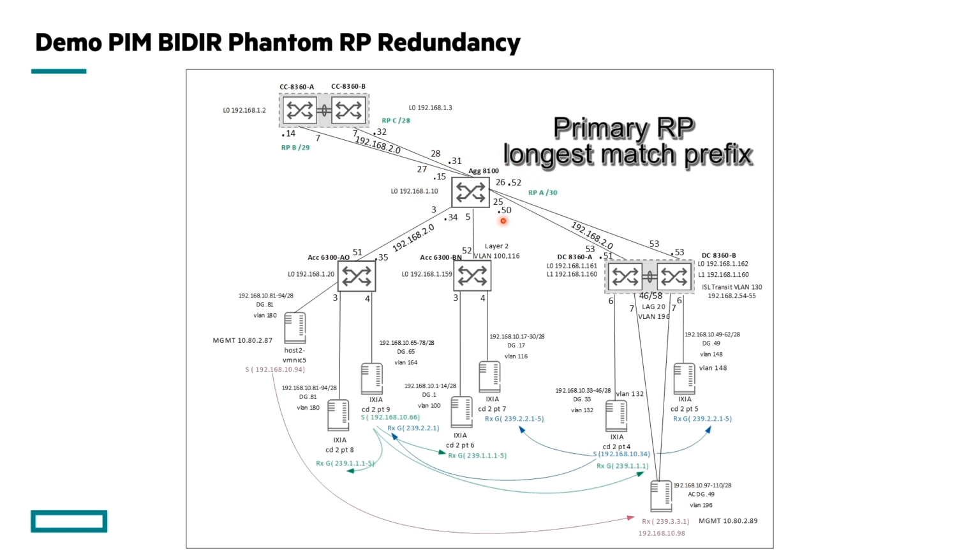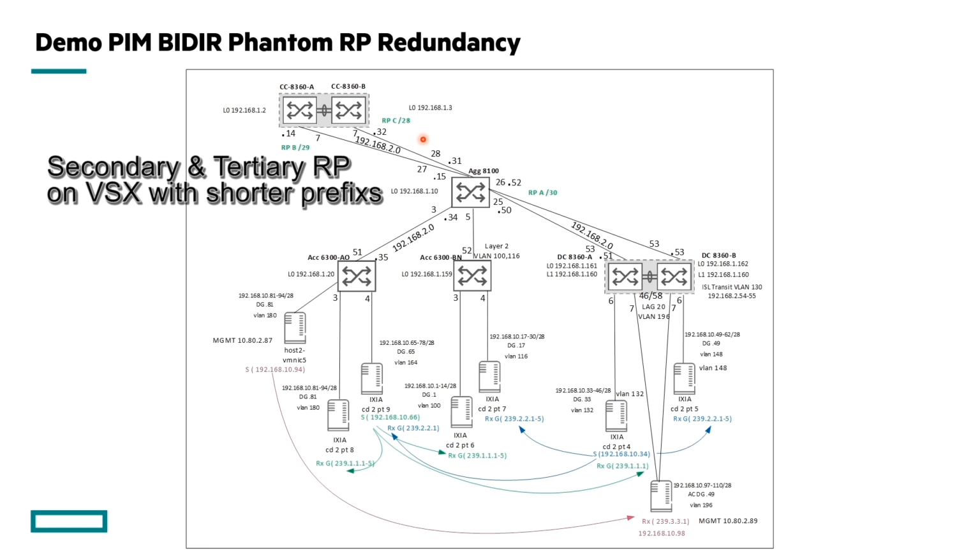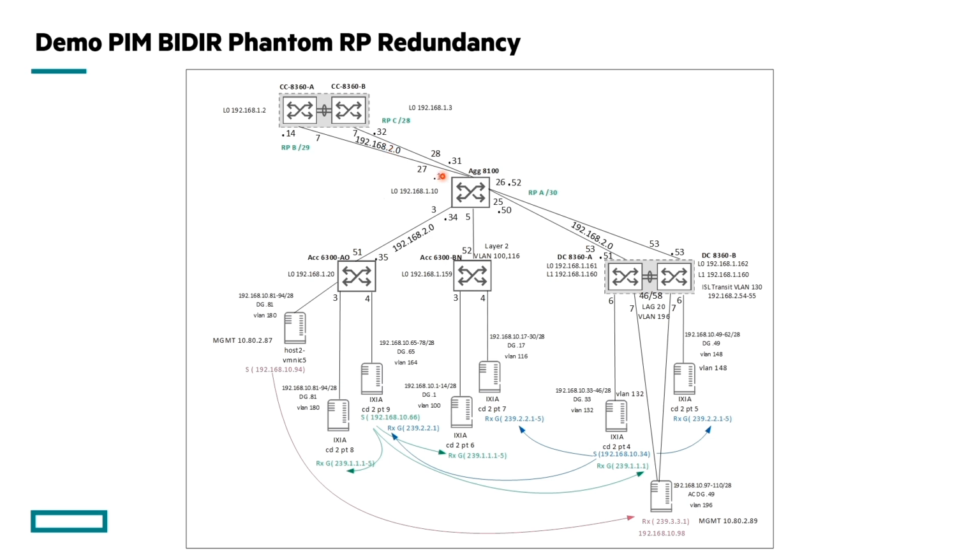The primary RP is on this aggregation switch with the longest match or the longest mask, and then we have a secondary and a tertiary RP on the VSX pair, on the primary and secondary respectively. We'll make various failure scenarios and see how it affects our traffic patterns. And remember, the importance of the RP in PIM bidirectional is that it is not only in the control plane, it's also in the data plane. So let's get to our demo.